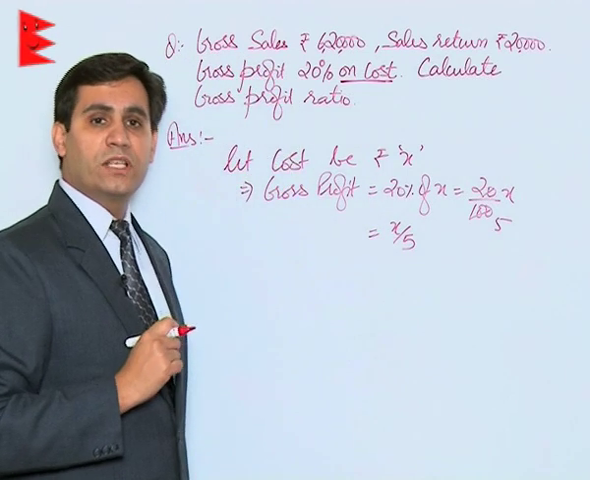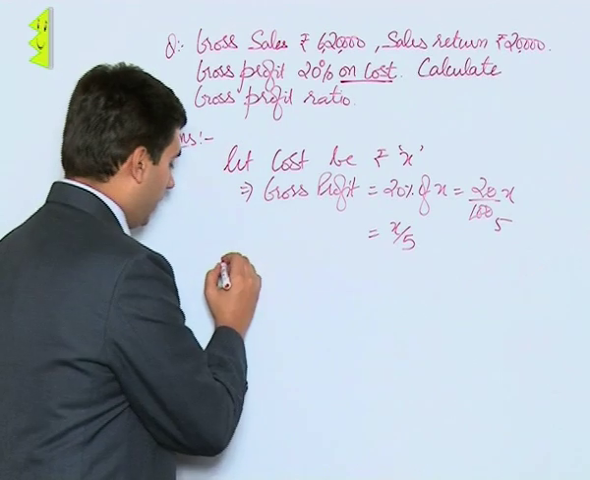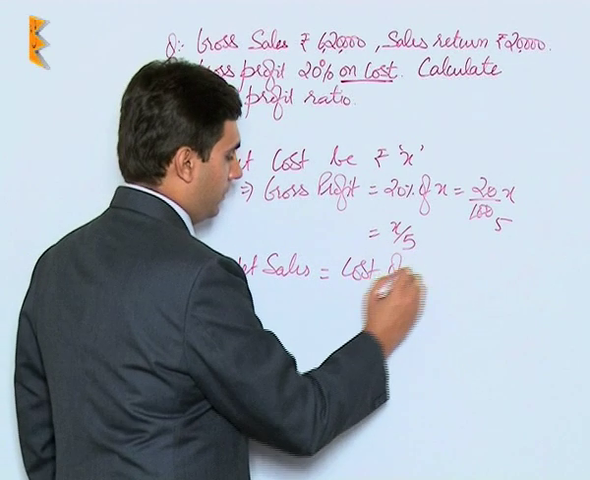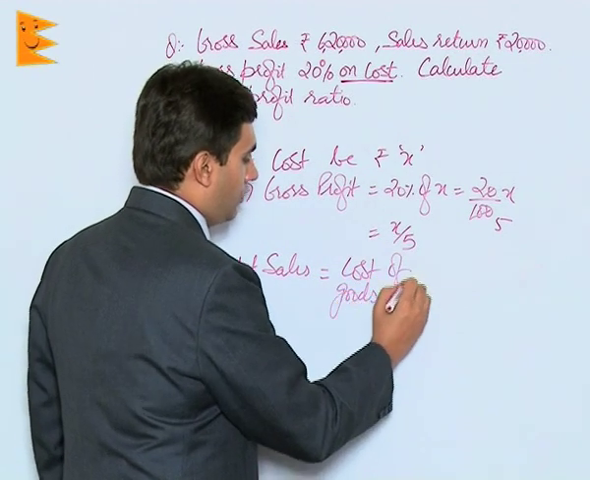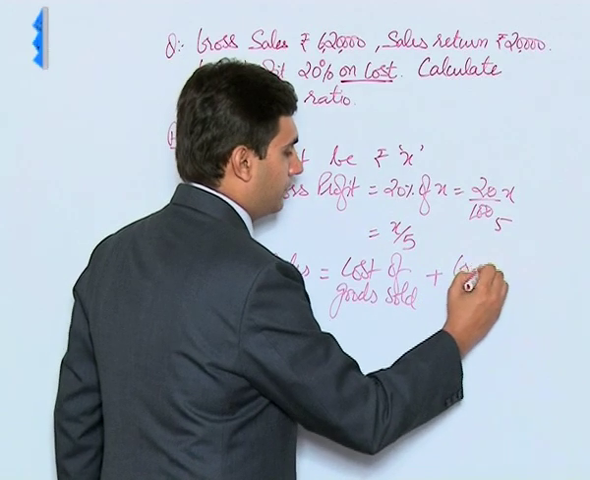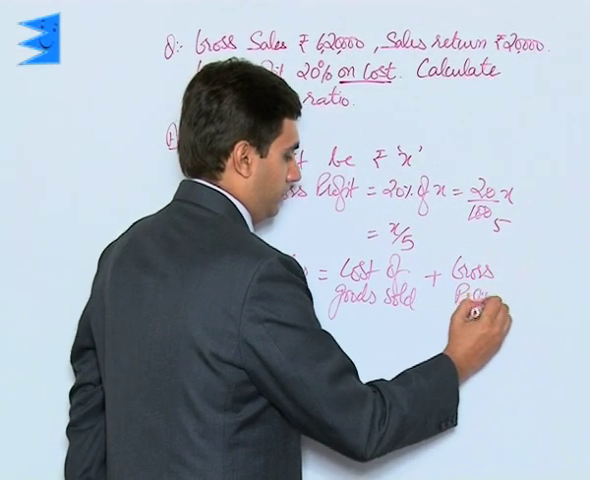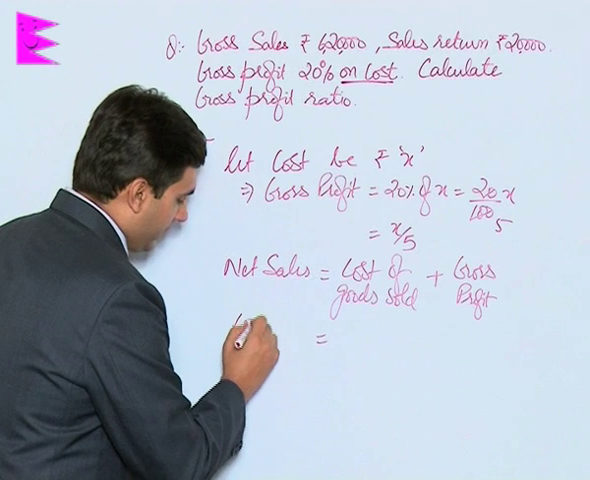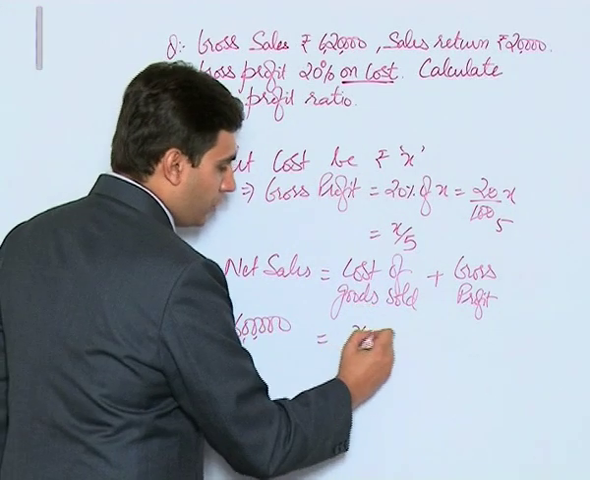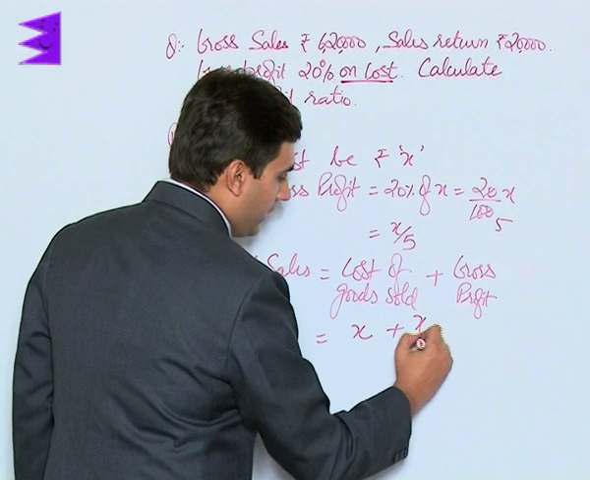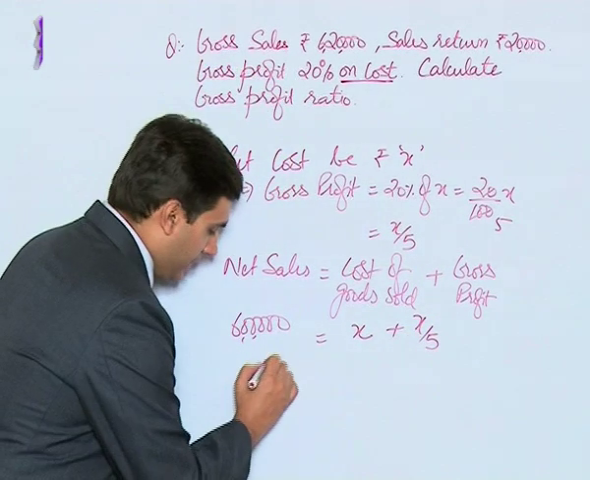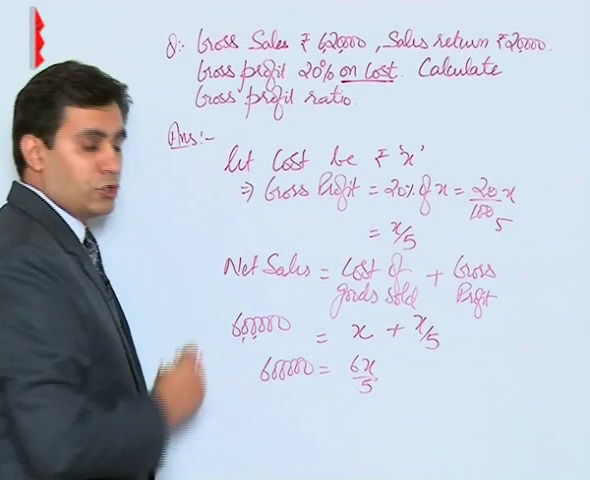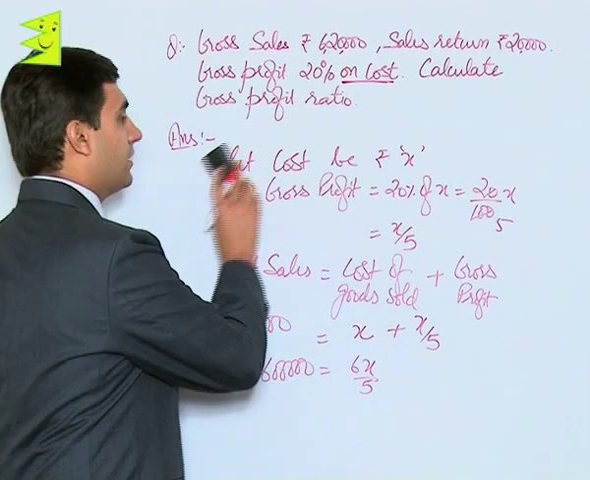Now, let us use the relationship between cost and profit. We know that net sales are equal to cost of goods sold plus gross profit. Net sales here were rupees 6 lakh as we had calculated earlier. Cost of goods sold is X and the gross profit we had calculated is X by 5. Taking LCM and everything, 6 lakh is equal to 6X by 5, and on solving this we get the value of X as 1 lakh.